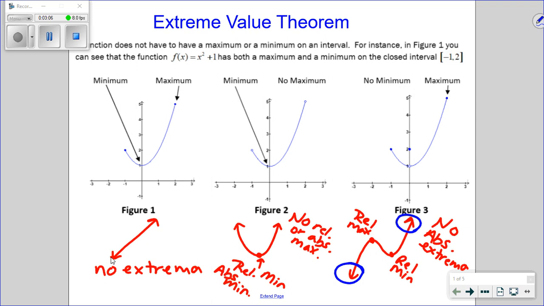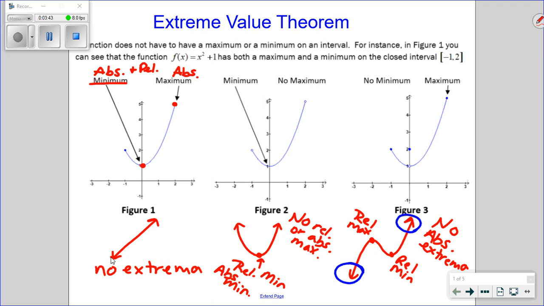Okay, now let's look at these other graphs. In figure 1, this particular graph has an absolute minimum and an absolute maximum. This point would be your absolute minimum, but it would also be considered a relative minimum. This point, which is an endpoint, is the absolute maximum, but it is not a relative maximum.